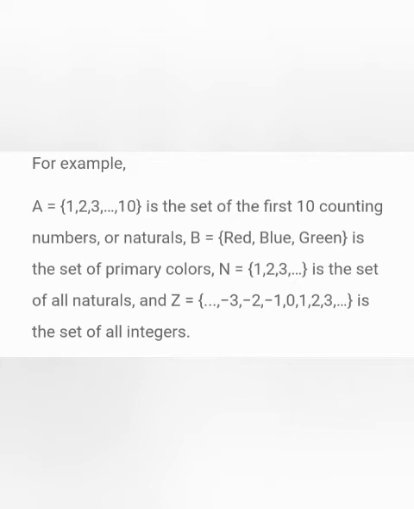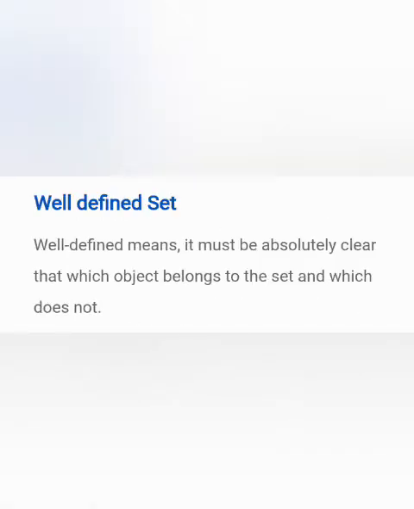Capital A equal to, within braces, 1 to 10, is the set of the first 10 counting numbers or naturals. Another set B, having within braces the objects red, blue, green, is the set of primary colors. Now N equal to {1, 2, 3, and so on} is the set of all naturals, and Z, which is again a set.